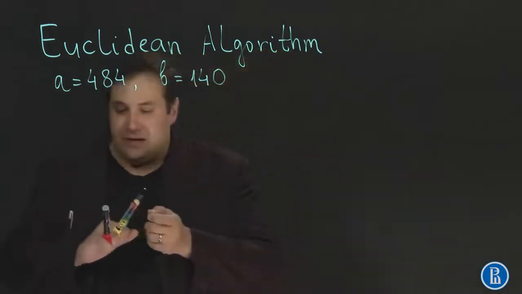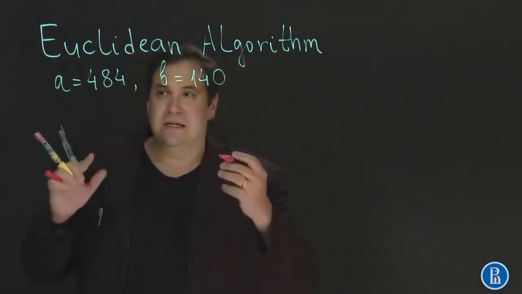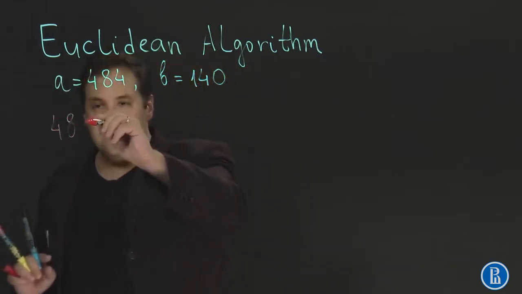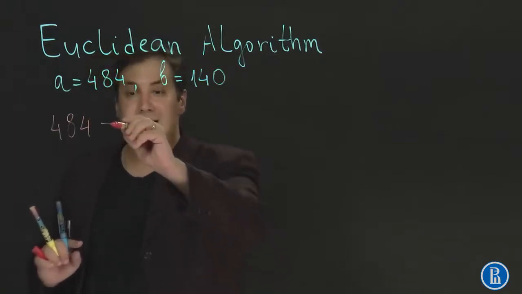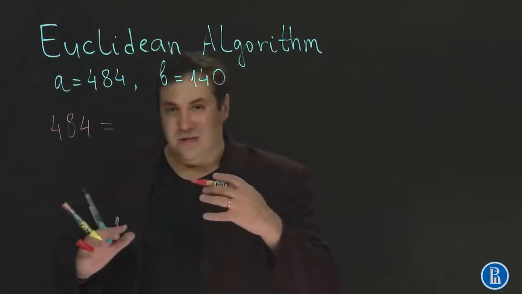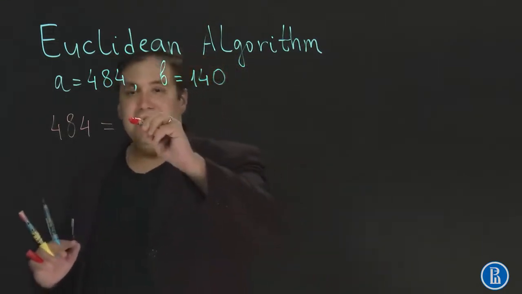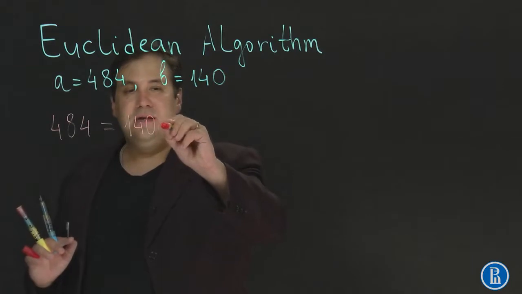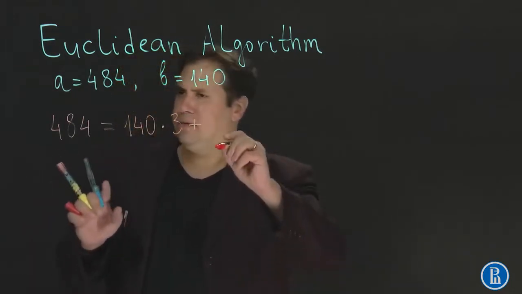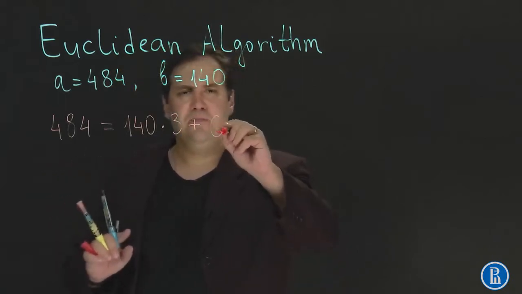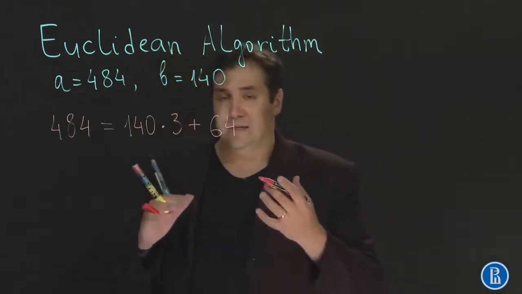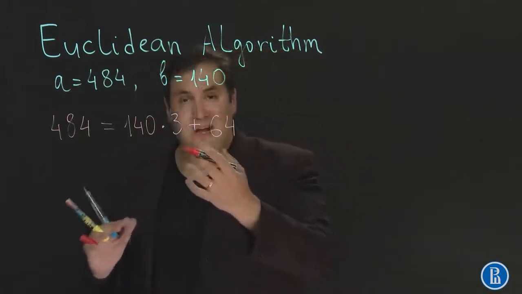Let's begin. First of all, we divide a by b with a remainder. So 484 is equal, you know that dividing with remainder assumes no actual division, to 140 times 3 plus 64. Why 64? Well, 64 is less than 140.